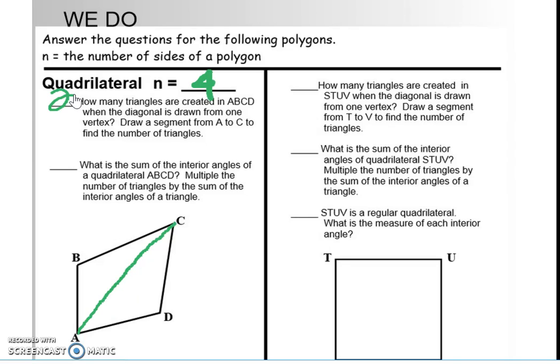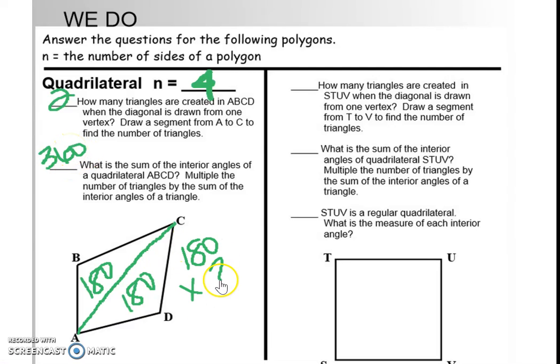What is the sum of the interior angles of a quadrilateral? So if this triangle has 180 degrees, and this triangle has 180 degrees, then I know there's 360 degrees total because 180 times 2 equals 360.